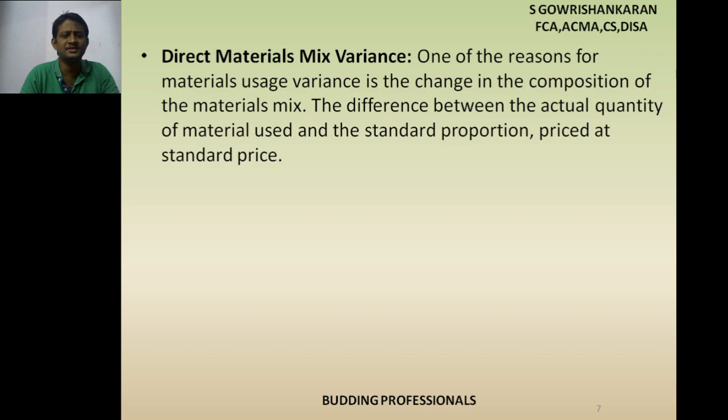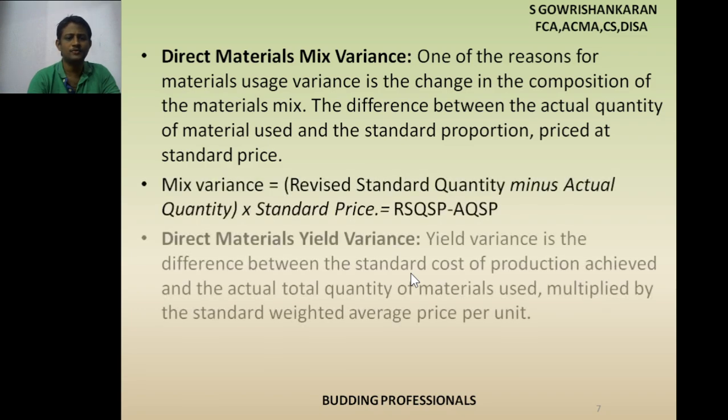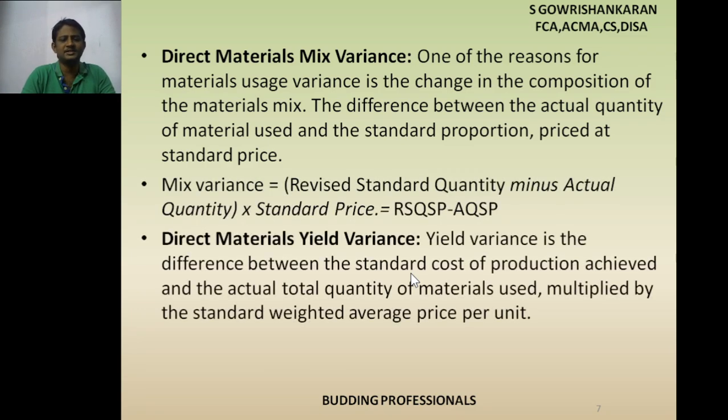How to identify that, sir? That and all we will work out directly in the problem. Better not to discuss much about that now. We will work out the problem later. So the formula is mix variance equal to revised standard quantity minus actual quantity into standard price, equal to RSQ into SP minus AQ into SP.